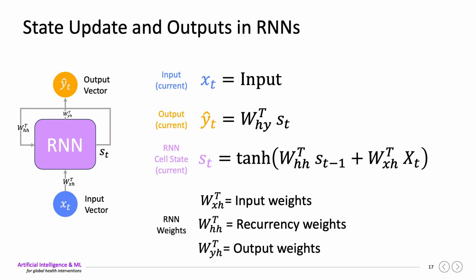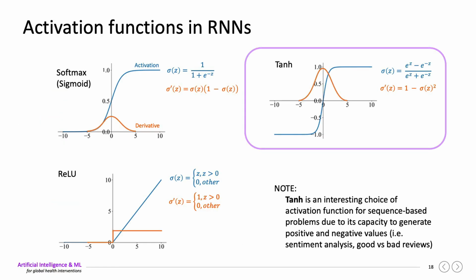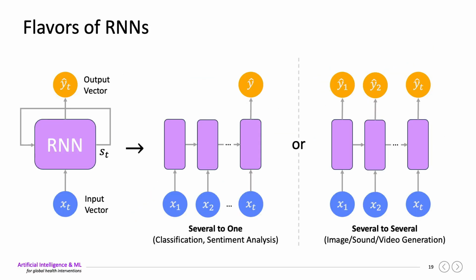The same parameters are reused at every step, enabling parameter sharing across time. The hyperbolic tangent, or tanh, is commonly used in RNNs because it produces both positive and negative values. Here you can see the properties of tanh in comparison with the softmax and non-ReLU activation functions. This is particularly useful in text and sentiment analysis, where polarity matters, such as in good versus bad text reviews. RNNs can be configured as many-to-one models for classification tasks, such as sentiment analysis, or many-to-many models for generation tasks, such as text, audio, or video synthesis.